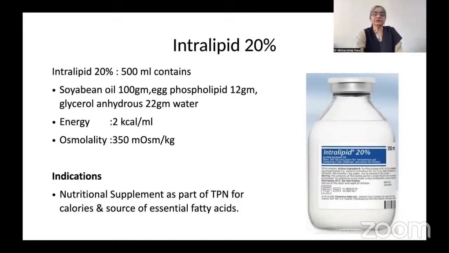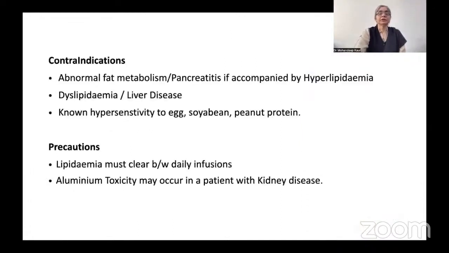Indications: it is used as a nutritional supplement as part of TPN for calories and as a source of essential fatty acids. It's contraindicated in abnormal fat metabolism, and pancreatitis if accompanied by hyperlipidemia, dyslipidemias and liver diseases, and in a patient having known hypersensitivity to egg, soybean and peanut protein.